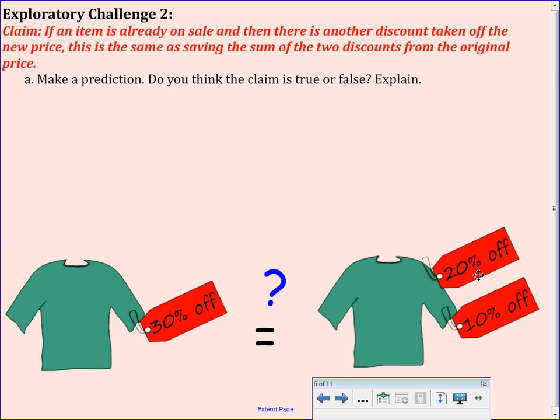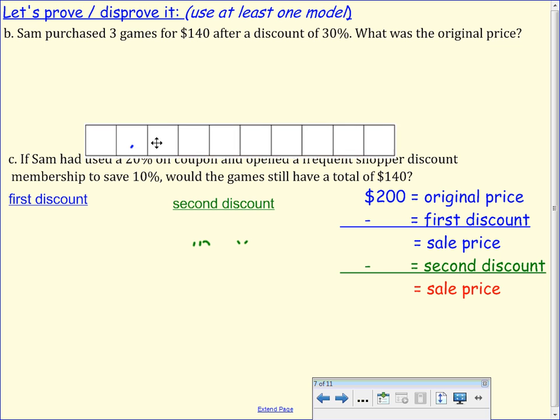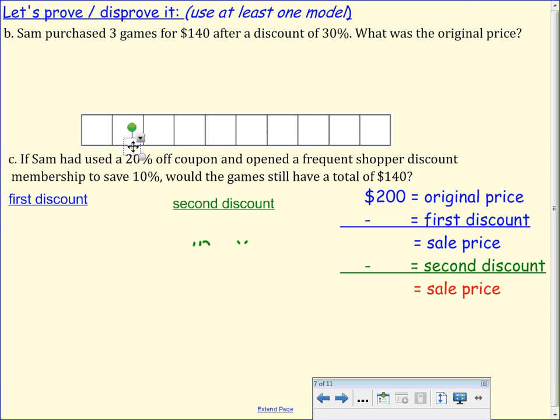So right now on your paper, make a prediction. Is this true or false? Is it true that it's the same thing? Or is it false that it'll be different amounts? Go ahead and write your claim. Take a chance, nothing to lose. All right, let's see if we can prove this right or wrong. And the directions said that when we prove it, we need to use at least one model. So why don't we use the model first to get it over with, okay?